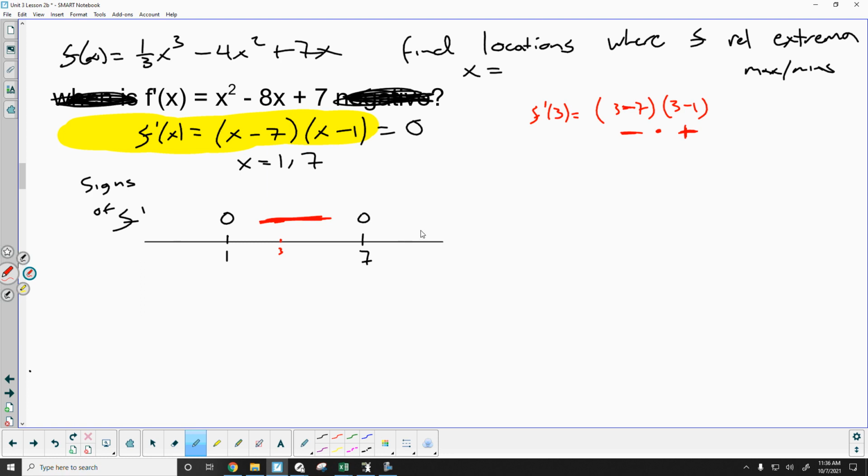Now, you guys, tell me what the signs are to the right of 7. Tell me what the signs are to the left of 1. Go, do it. This is calculus gold I'm giving you guys. Don't fall asleep. Don't zone out. And then after you've done a sign analysis, I bet you could tell me if 1 and 7 are maxes or min.